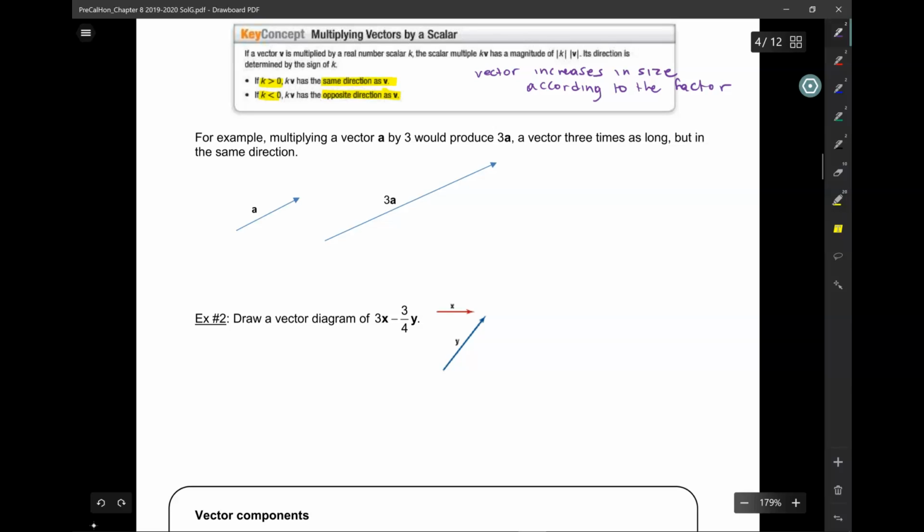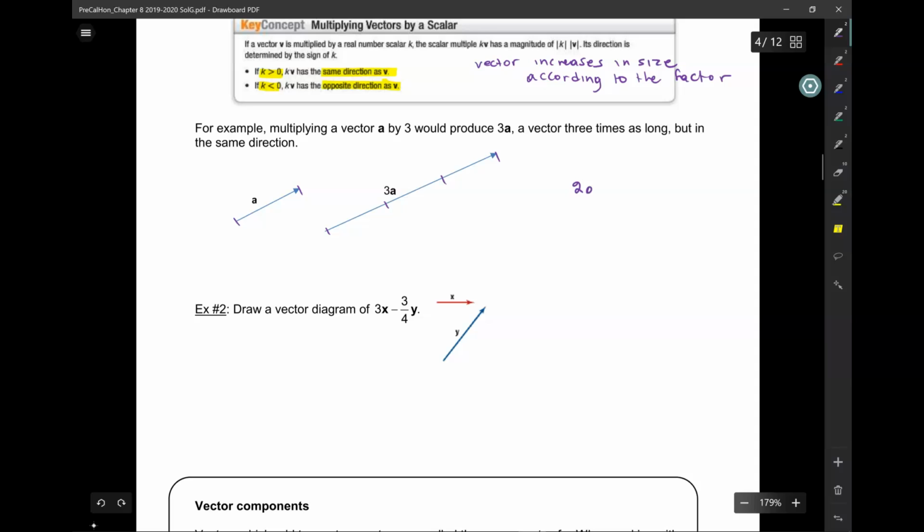So take a look here. I have vector A, and then I have vector 3A. And the only thing that happened is this was the size of vector A. It's now 3 times as big. All right? And because 3 is a positive number, it stays in the same direction. So if I wanted to draw 2A, what would that look like? It would have twice the length, but go in the opposite direction. Oh, sorry, negative 2A.